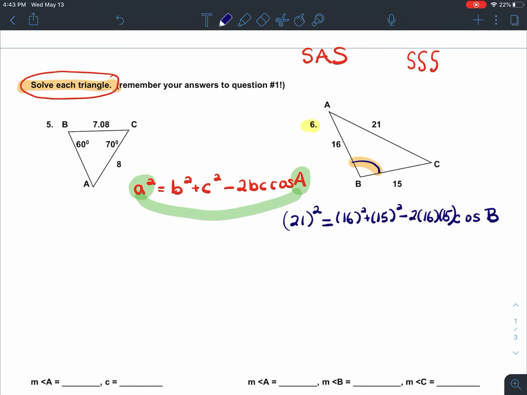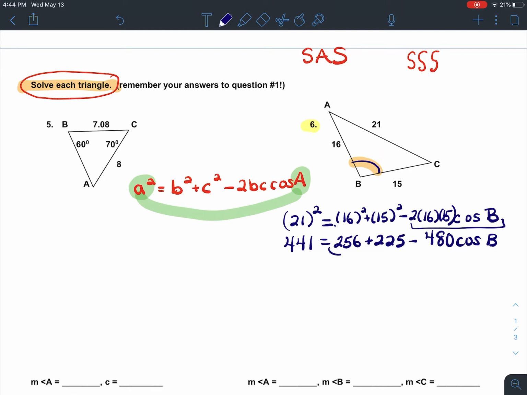So what we're going to do next is let's square off these numbers. The mistake that I often see a lot of people make is they try to type all of these numbers in at once, and you run into trouble because this minus 2 times 16 times 15 is attached to this cosine B. It is a completely separate term, so you need to be very, very careful there. Let's see, we got 16 squared and then 15 squared, so that's going to be 256 and 225, and then 2 times 15 times 16 ends up being 480.